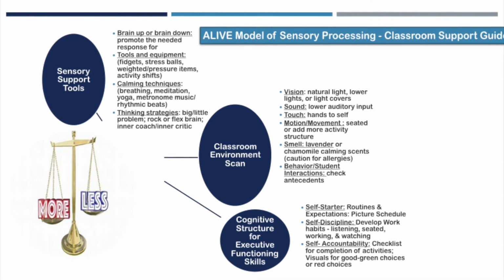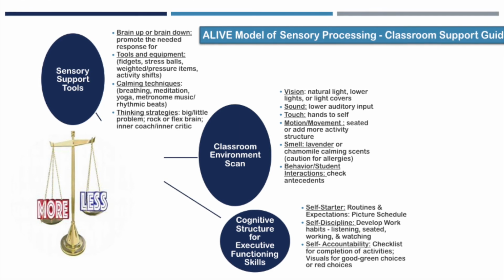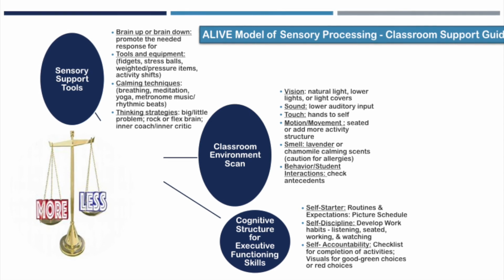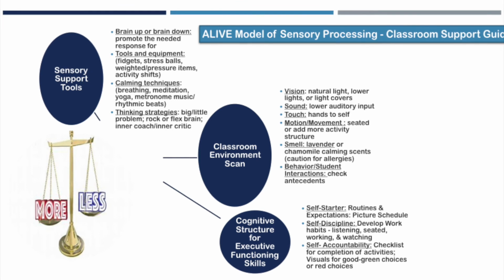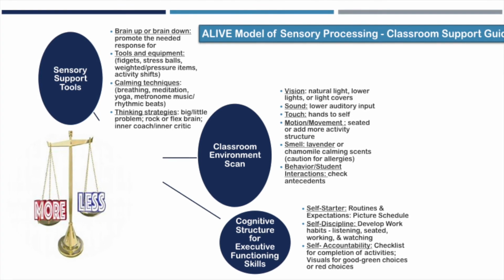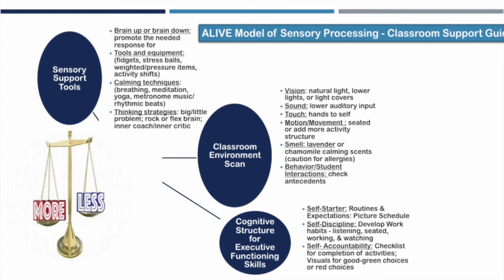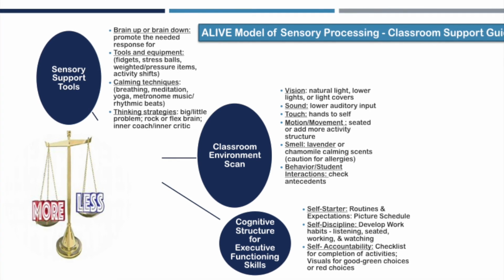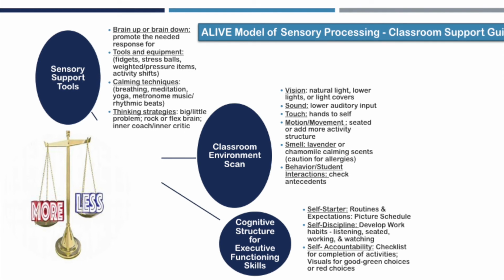Also, teachers, you should use a classroom environment scanning method. Check for your visual lighting in the classroom. Check for sound, touch. Be sure that students are keeping their hands to self when needed. Motion and movement activities should be seated or structured. You can add the smell of lavender or chamomile, but caution for allergies of students in the room. And students should also understand how to check their behavior and watch their student interactions.